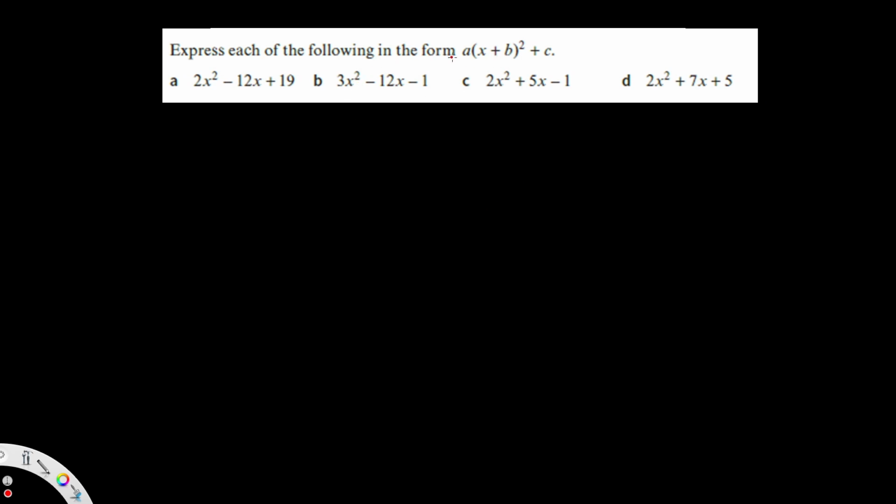We are told to express each of the following in the form a into x plus b squared plus c. So how are we going to go about this? For instance, a, we are given 2x squared minus 12x plus 19. Now, I want you to group this together, and then we're going to factor out the common factor. Now you see there is an a here, so meaning we are going to factor out what is common. So this is going to be 2 into bracket x squared minus 6x plus 19.